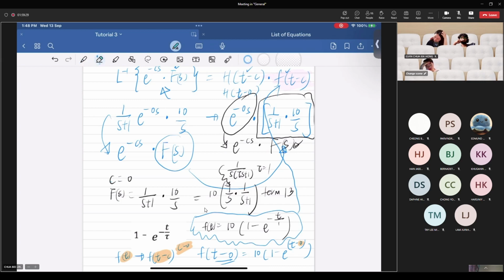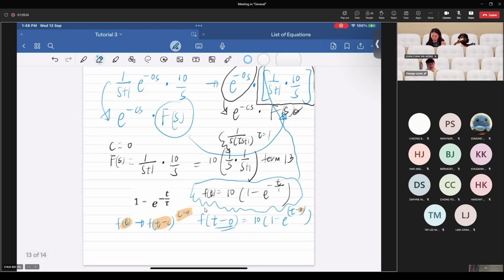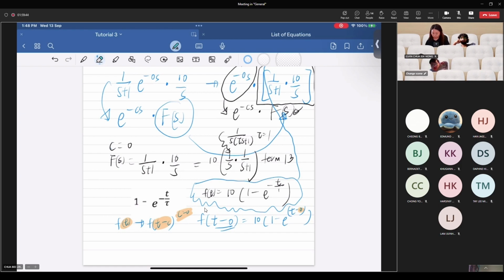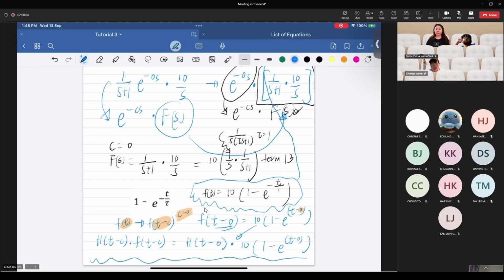Later you have to inverse Laplace. So I will just solve to combine everything. Then my answer of the first part is h(t minus c) dot f(t minus c). The first part will give me the answer of h(t minus 0) multiplied with this one, 10 times (1 minus e to the negative (t minus 0)), then done. So this is the first part.